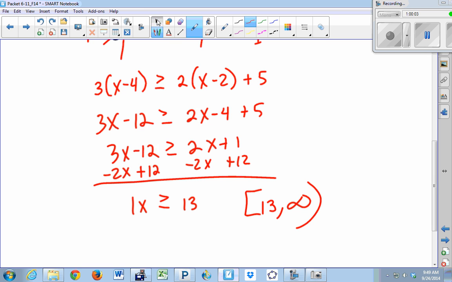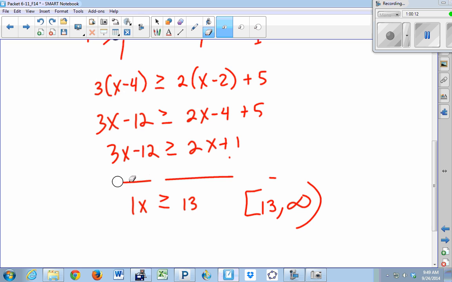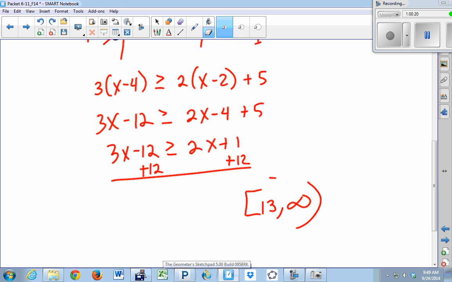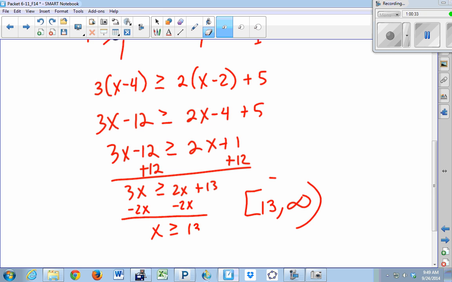Okay. So let's do this in steps then. So first I'm going to add 12 to both sides, Joseph, okay? Add 12 to both sides. And I get 3x is greater than or equal to 2x plus 13. And now I want to get all my x's on one side, so I subtract 2x. And I get x is greater than or equal to 13. Yeah, I got it now.